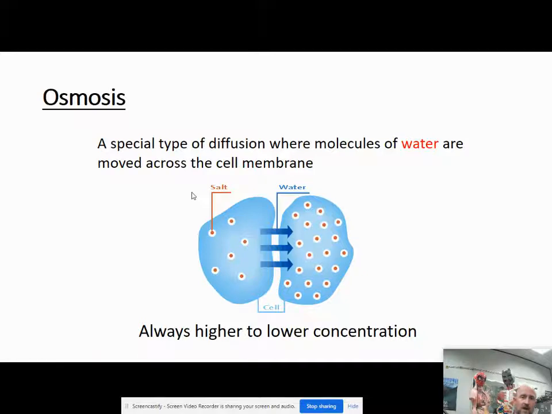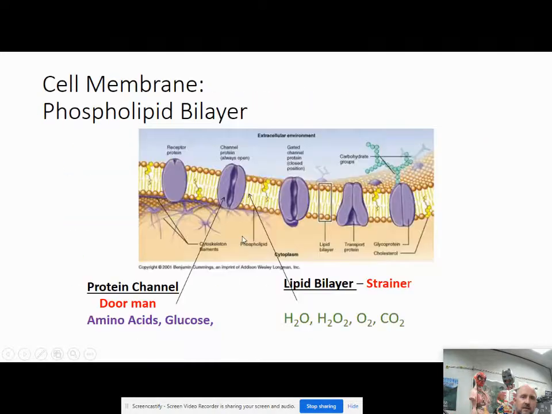One other term that'll come up is osmosis. So this is the special term for water diffusion, and it always goes from higher to lower concentrations as well, except this time it's the water that moves instead of the salt. So if we picture this as a cell, okay, these are both cells. If you remember right, salts cannot pass freely through here. They need to have one of these channels.